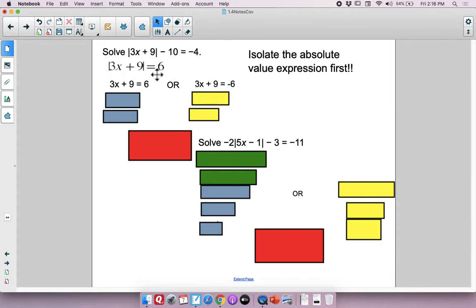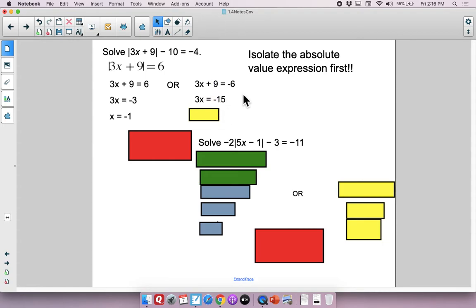Remember, in order to solve these, we have to get rid of the absolute values. It's part of like when we have to distribute when there's parentheses. Okay, now solve those. So obviously we're going to subtract 9 from both sides. Divide by 3. Go ahead and do this one.